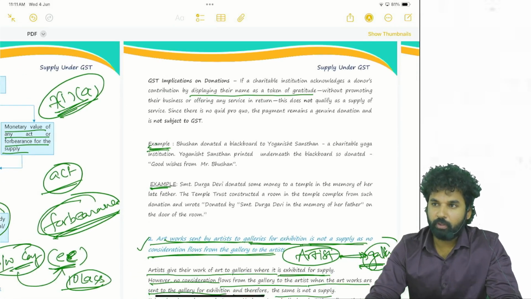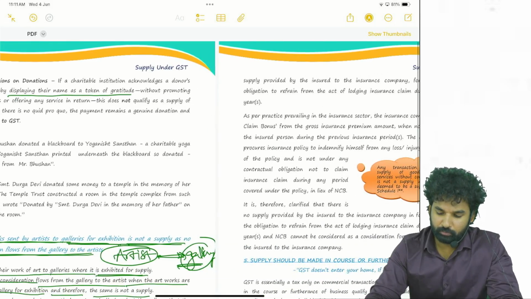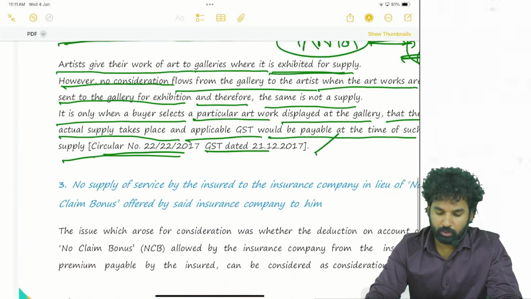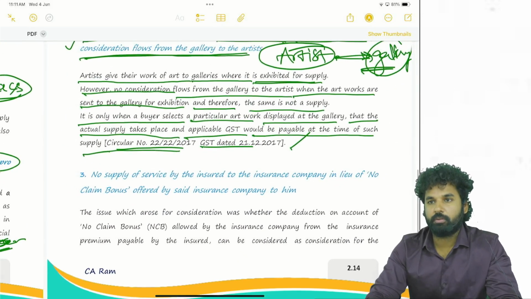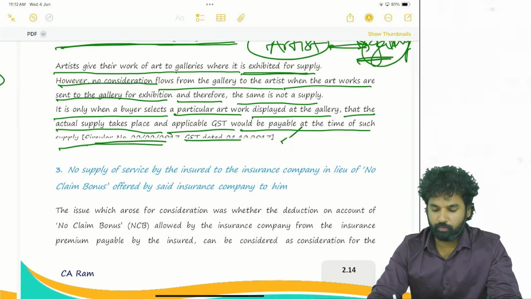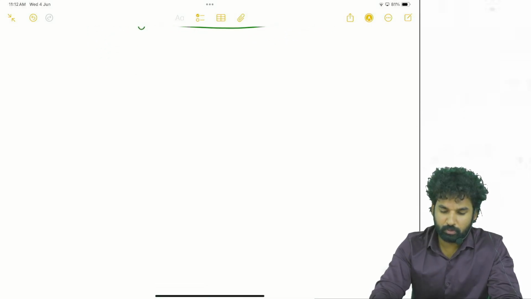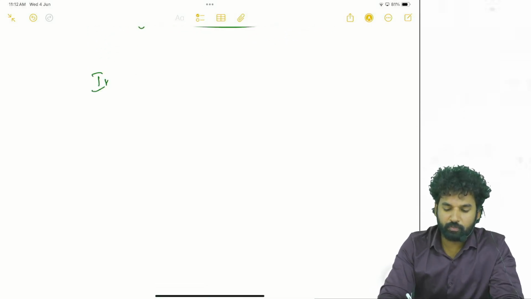Okay, we'll go for the next clarification. You might have heard this, no claim bonus, sir. No claim bonus, have you seen? What is this no claim bonus? You are taking an insurance. Insurance company is there.